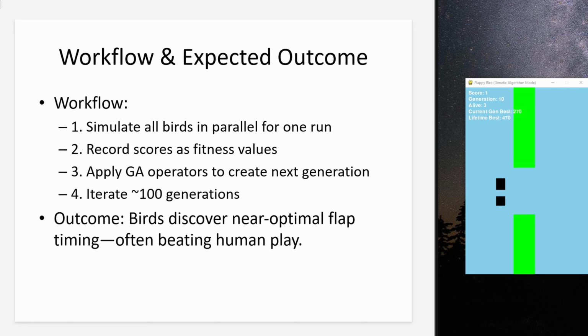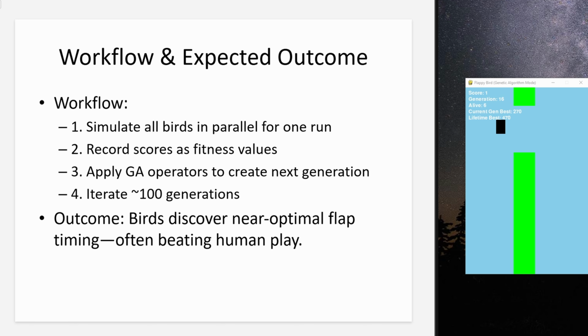So our workflow and expected outcome: we simulate all the birds in parallel for one run. We record the scores as fitness values. We apply genetic algorithm operators to create the next generation, and then iterate over about 100 generations. However, in the prior run, we got lucky and we had a viable solution after only 44 generations.